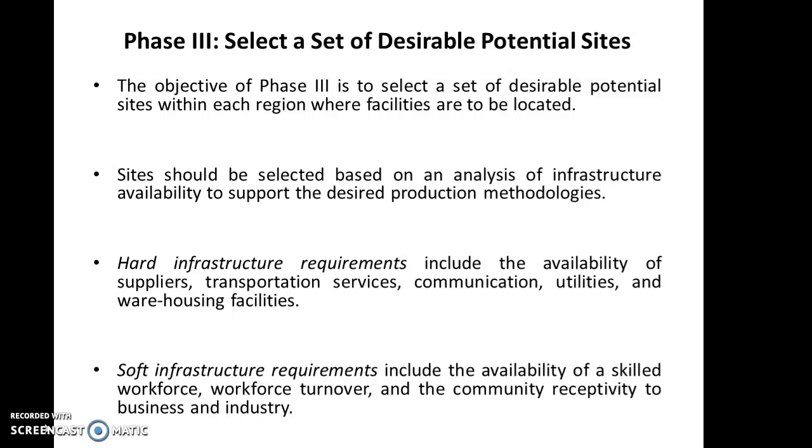It is based on the analysis of infrastructure availability to support our desired production methodologies. So based on our production methodology, we should see the availability of infrastructure facilities at the particular site. There are two kinds of infrastructure requirements. One is hard infrastructure requirements, which deals with the availability of suppliers, transportation services, communication, utilities, and warehousing facilities. The other one is soft infrastructure requirements, which deals with the availability of skilled workforce, workforce turnover, and the community receptivity to business and industry.